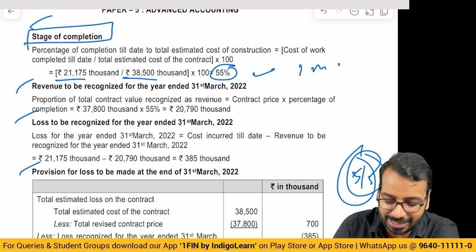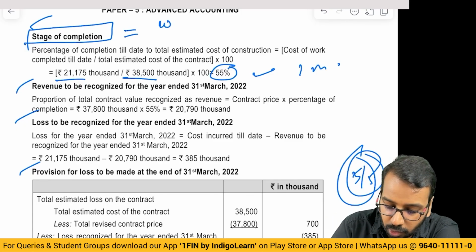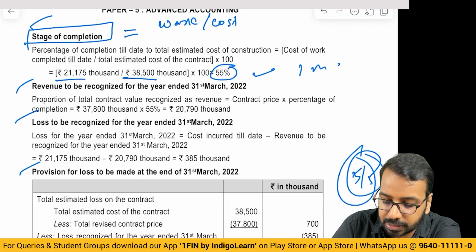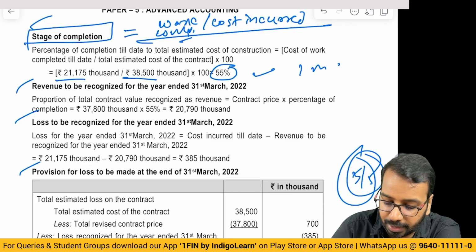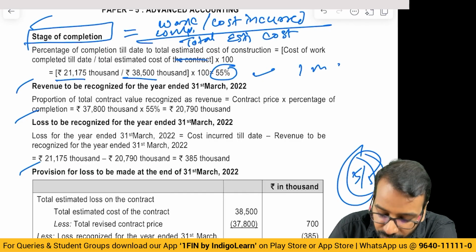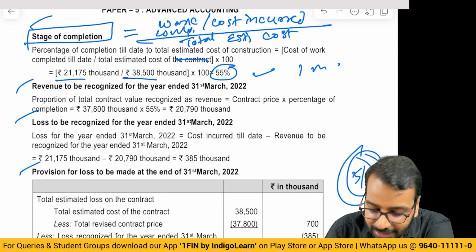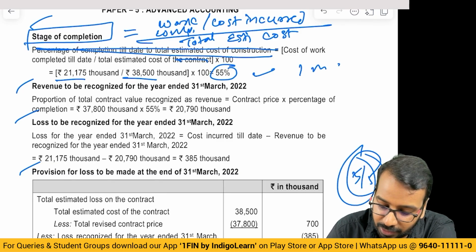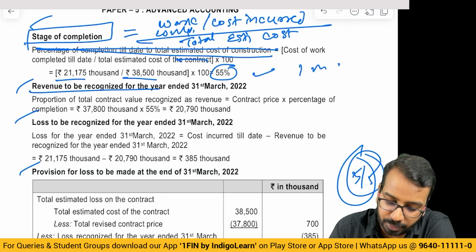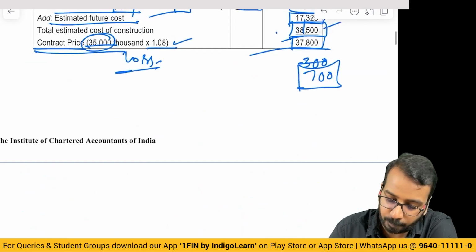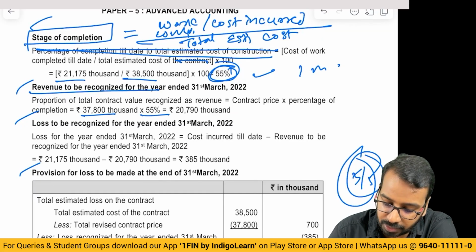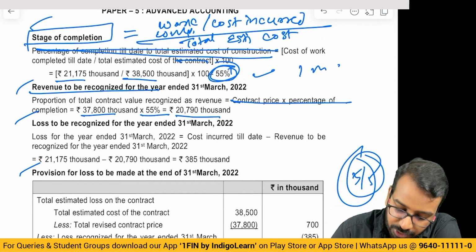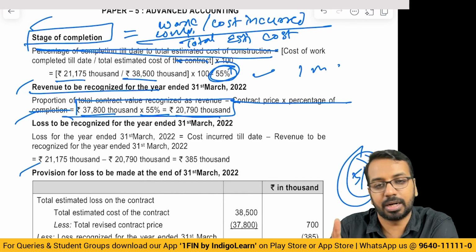So you can directly say stage of completion in exam is equal to work completed or cost incurred divided by total estimated cost. No need to write out the percentage of completion till date to total estimate cost of construction. This also you can ignore so that you can save some time. Revenue to be recognized 55% of 37,800. So 37,800 into 55%, 20,790. Again here also this you need not write. If you just calculate this, you will get the marks.